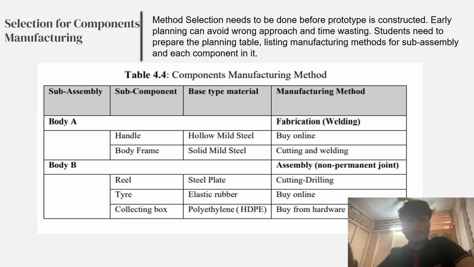For body B, which is an assembly with non-permanent joints, it consists of the rail, tire, and collecting box. For the rail, we use steel plate. For the tire, elastic rubber, and the collecting box is polyethylene, which is HDPE. For the rail, we just have to do the cutting and drilling. For the tire, we just buy it online, and for the collecting box, we buy it from the hardware store.